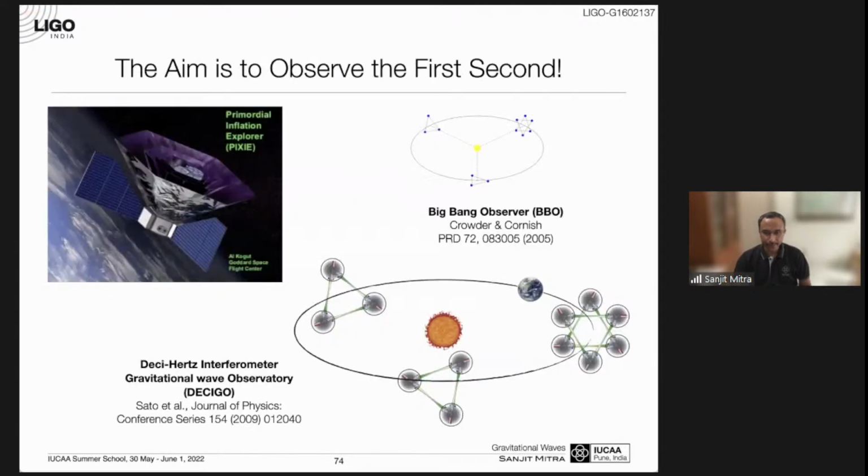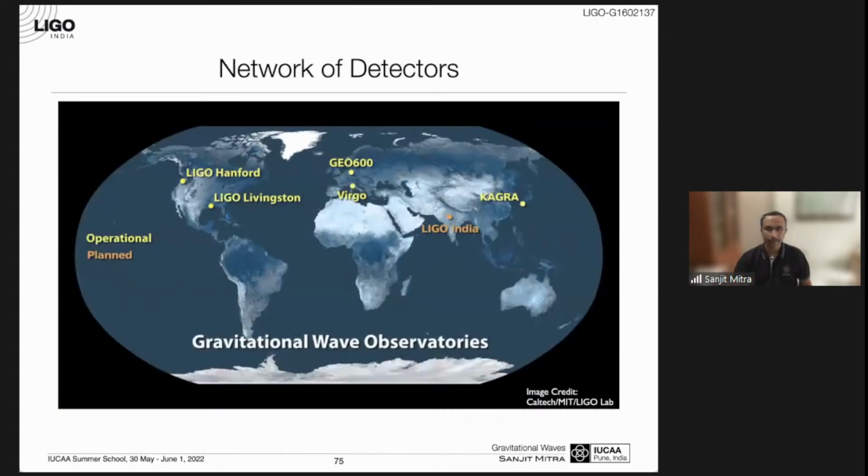But this design may not work if you don't orbit the sun, because these clusters have to be quite far away. Otherwise, the correlation may not give you very good results. I don't see any other hand up, so I will move ahead.